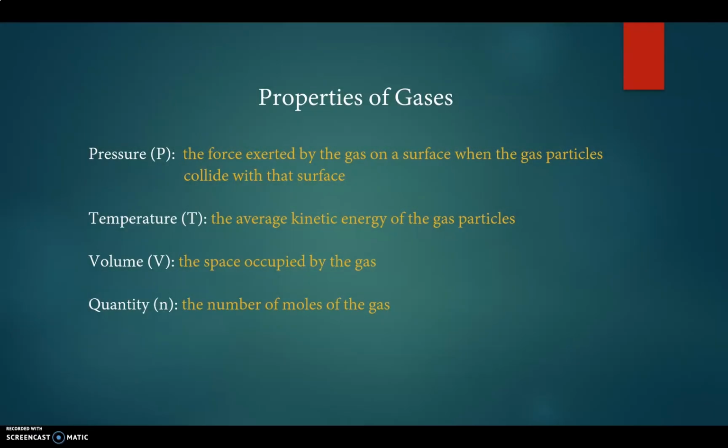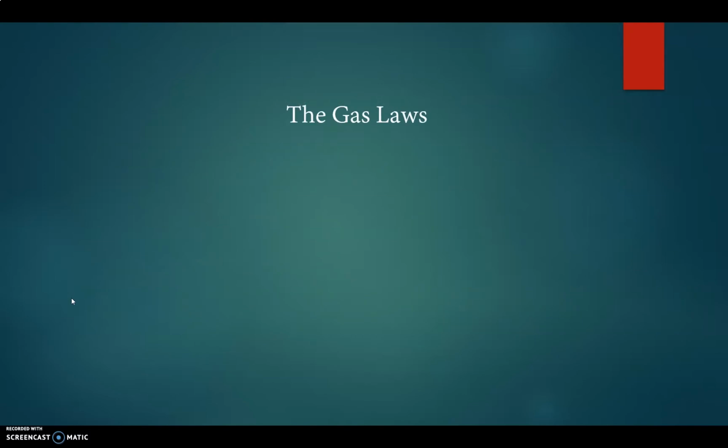At the end of the last video, we had talked about the four basic properties of gases: pressure, temperature, volume, and quantity or number of moles. Starting out in the late 1600s, chemists began to study the relationships between these different properties, and they came up with a series of gas laws.